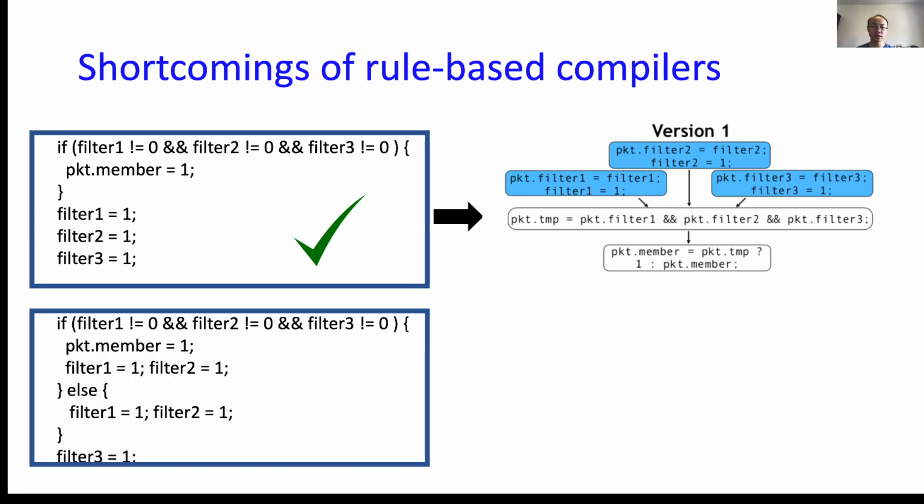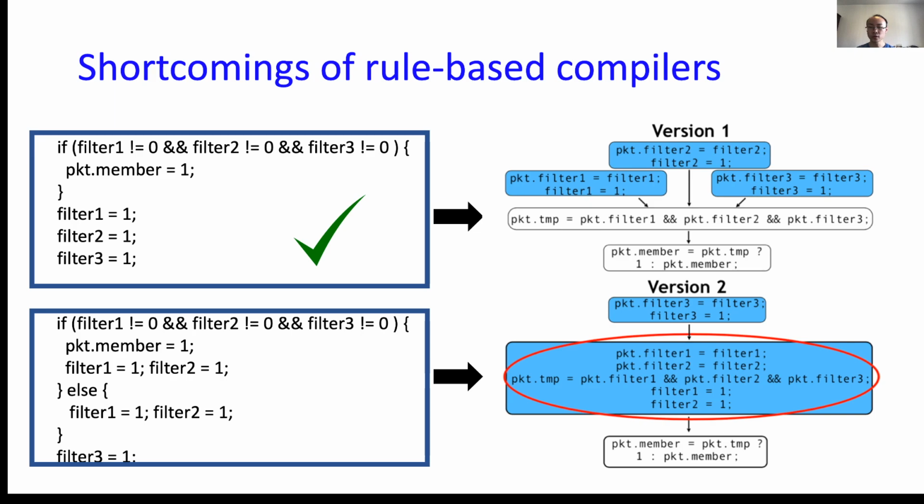However, if we write it in this way, then the DAG looks really complex. That's why a specific ALU cannot express the portion which is circled by my red circle. That's why Domino failed to generate code for it.